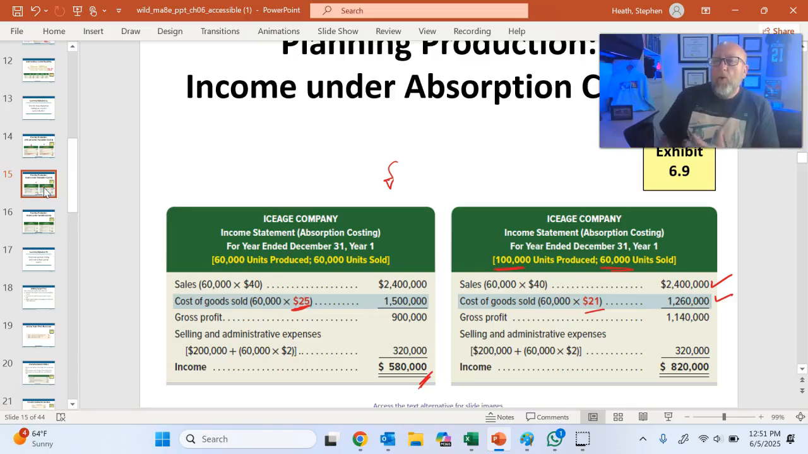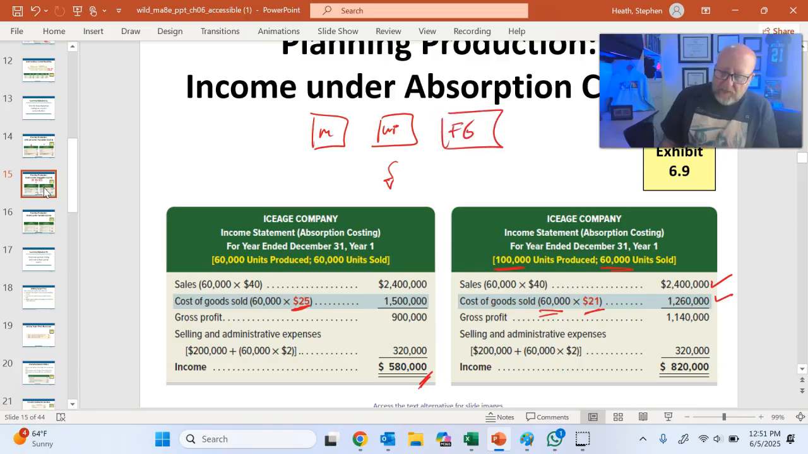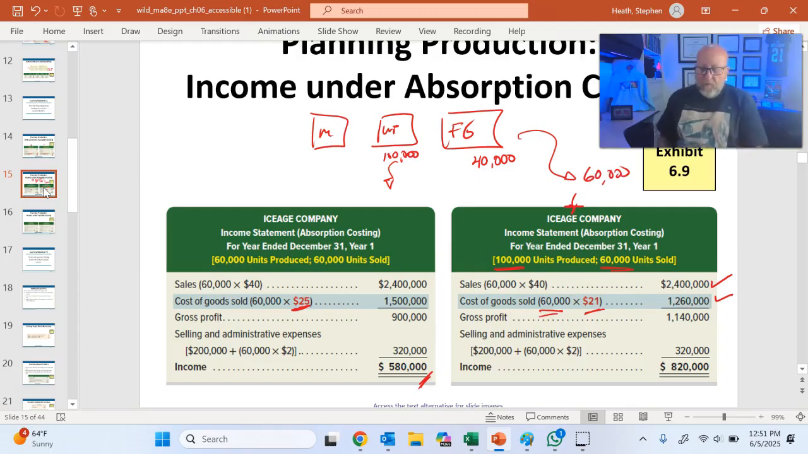And remember, we're only going to recognize as an expense the units that we sell, right? So again, if we have material, work in process, finished goods, right? In this second example, we produced 100,000 units. And at the end of the day, we still have 40,000 units in finished goods. And then we sold 60,000 units in this example, right? So some of our fixed costs associated with the 40,000 units that are still in finished goods haven't been treated as an expense.